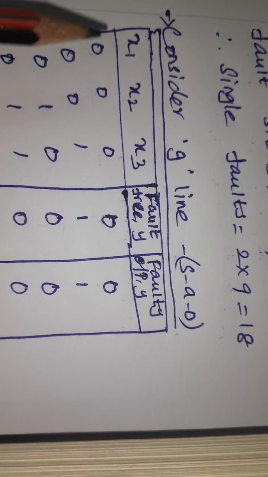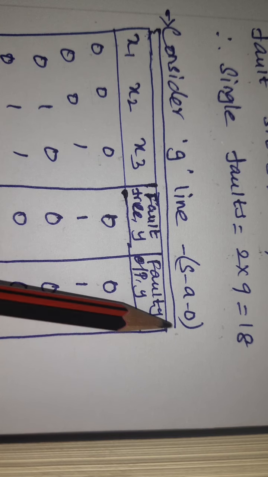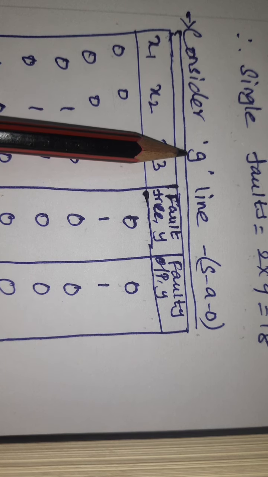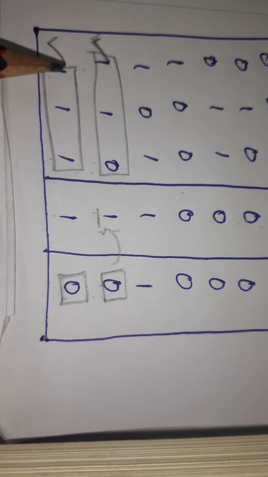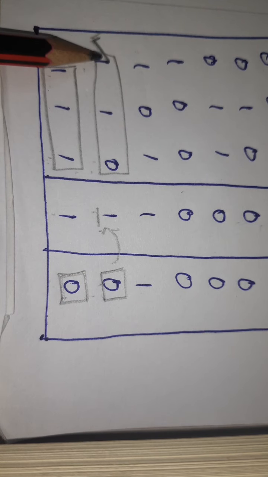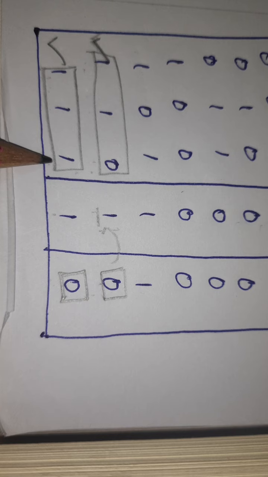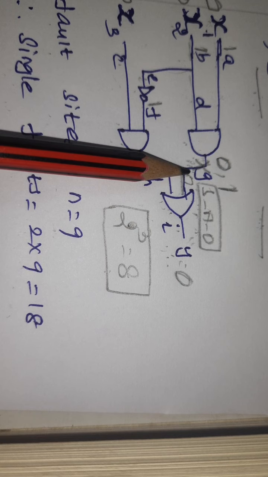From this, we consider one example. If the G line is affected by stuck-at 0, what is the test vector for this line? This is the test vector, that is 1 1 0 and 1 1 1. This is the test vector to find the fault at the G line.